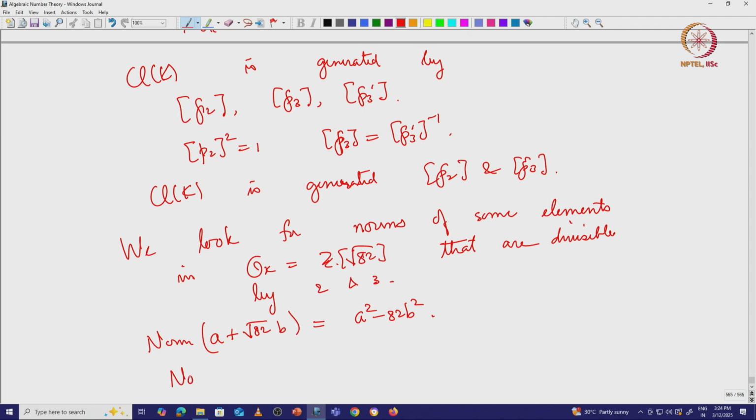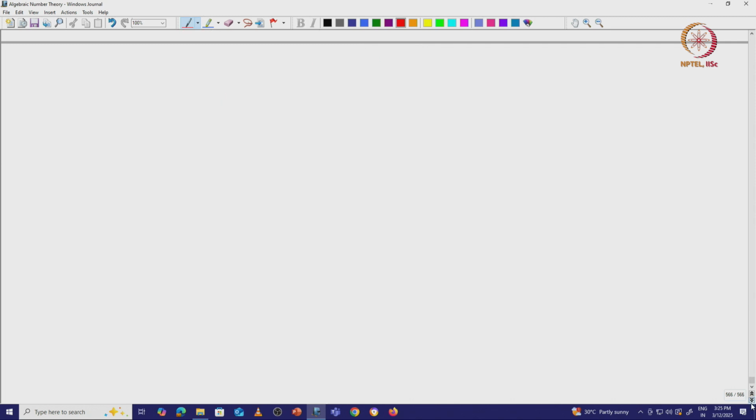So, let us just look at 10 first. You look at the norm of 10 plus square root of 82, and this is 18, which is equal to 2 into 3 square. But you see that 3 does not divide 10 plus square root of 82. You cannot write 10 plus square root of 82 as 3 times a plus b square root of 82 for any a and b, that is clear.